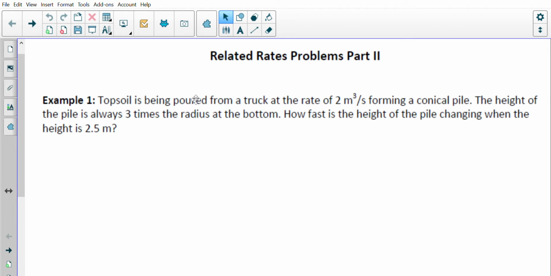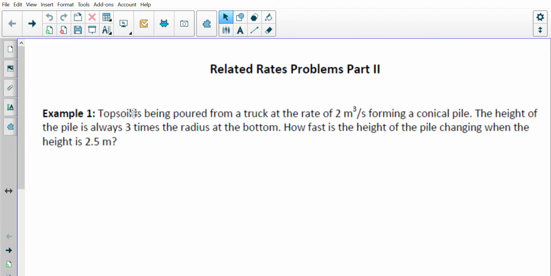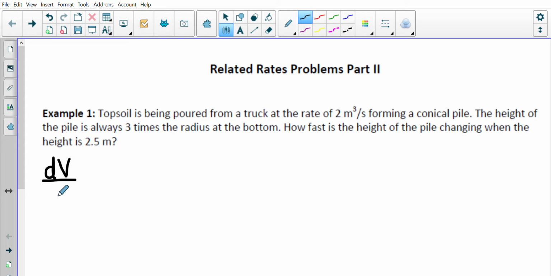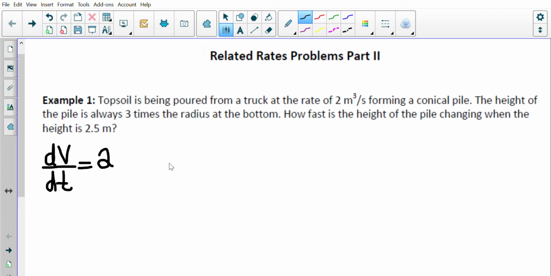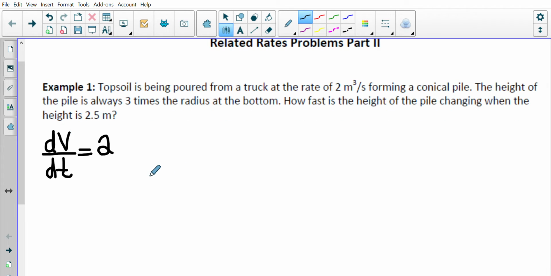All right, so when I look at the information, we're dealing with a cone. Now the first sentence says topsoil is being poured from a truck at a rate of 2 cubic meters per second. So that is saying the rate of our volume is changing with respect to time at a rate of 2. So we know our dV/dt. Now it says the height is always 3 times the radius at the bottom.